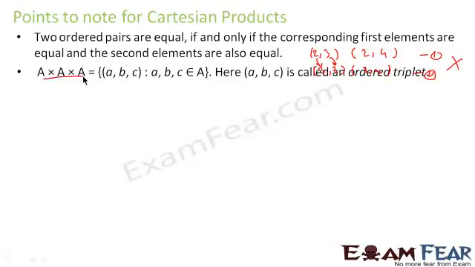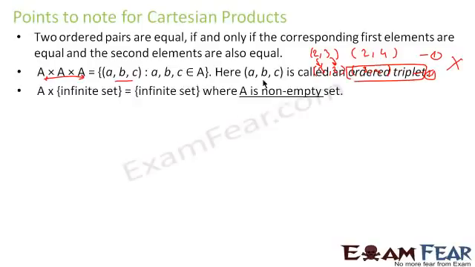When we say A cross A cross A, this is nothing but (a, b, c), where a, b, c are all part of A. And this is called an ordered triplet. When we say A into infinite set, it gives an infinite set. It makes sense, because in math also when you say 1 into infinity, it is infinite. Similarly in sets also, when you say A into an infinite set, it's infinite, because you will be creating an infinite number of product sets.